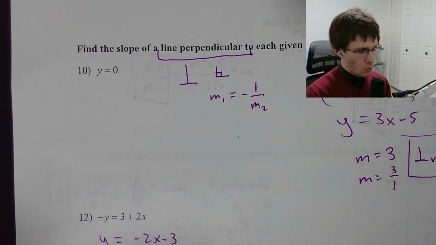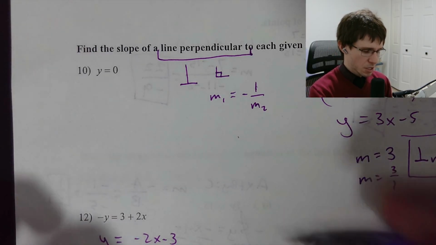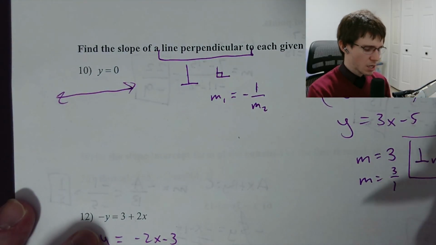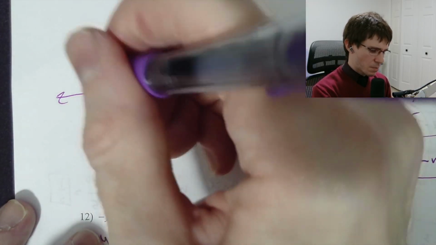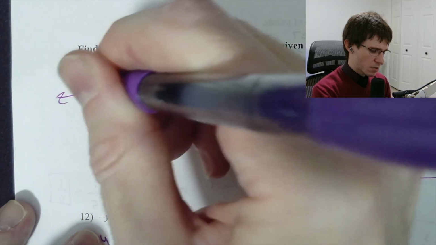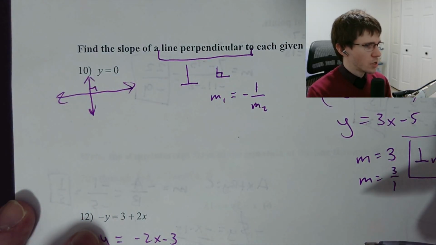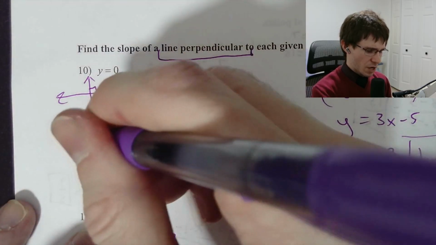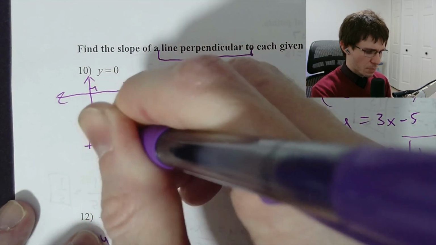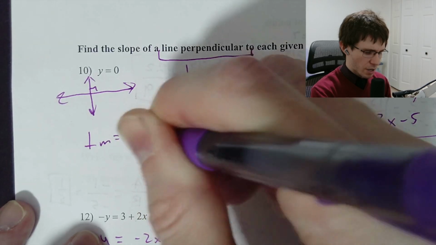For our very last question of this type, this number 10 here, find the slope of this line. You have to remember that y equals 0 is a horizontal line. It's actually the x-axis. Every single time you have a horizontal line that's going left and right like that, that means that the perpendicular line, the one that creates a right angle, must go straight up and down. Straight up and down lines have undefined slope. So our perpendicular slope is undefined.